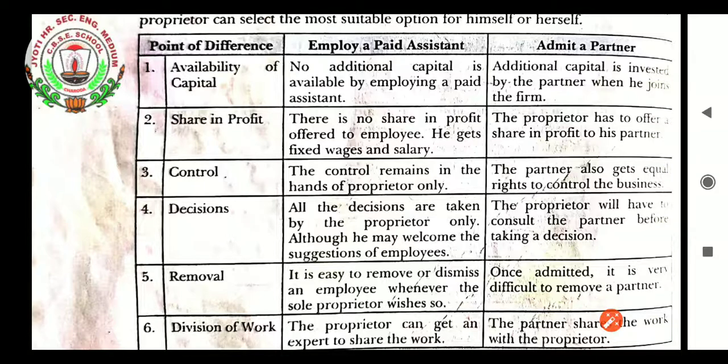Share in profit. There is no share in profit offered to an employee. He gets fixed wages and salary. In admitting a partner, he will get a share of the profit, and there will be no salary.